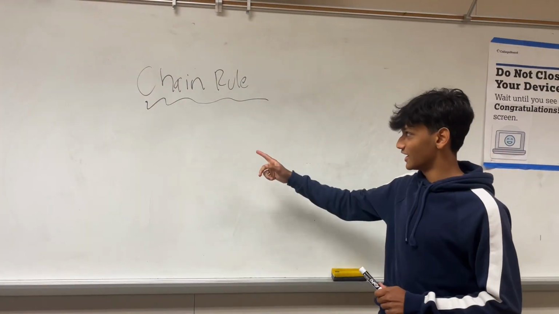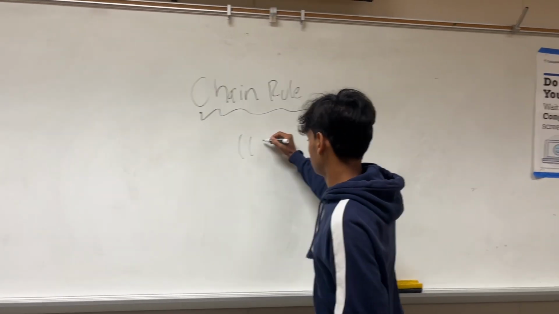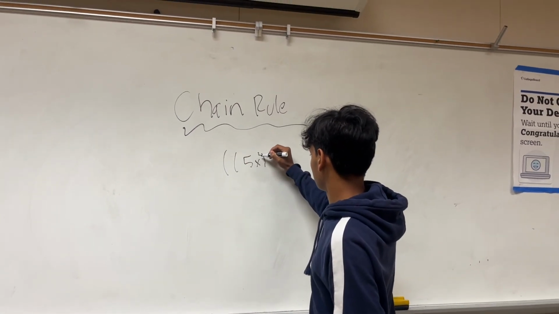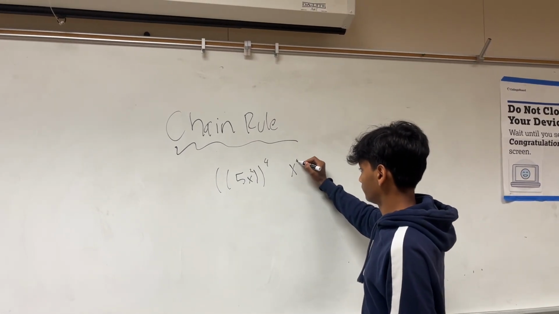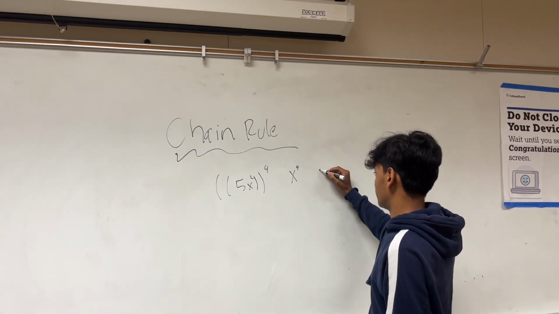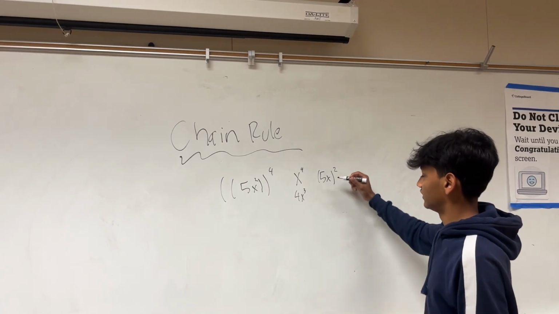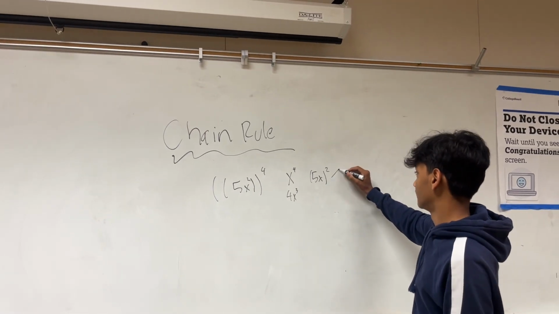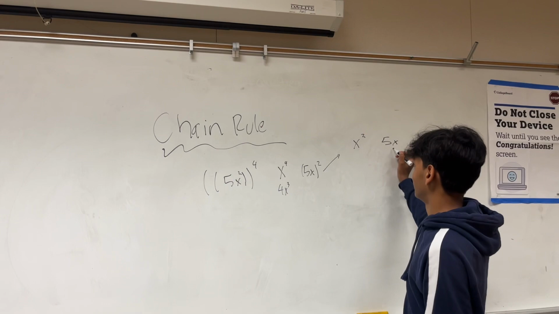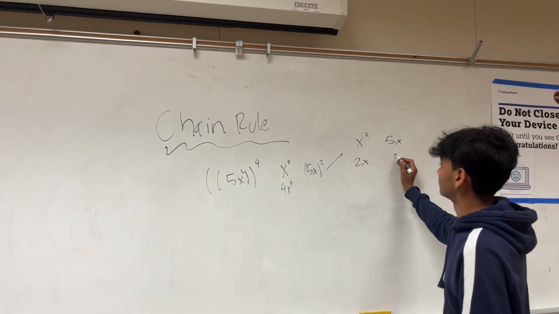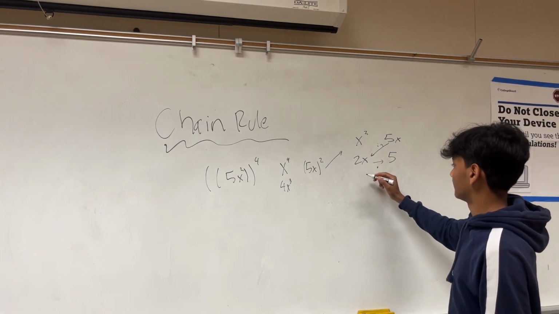So in some cases, you might have to do two chain rules in one problem. If the function is like this, you can do one chain rule, which is x to the 4 as the outside function, and 5x squared as the inside function. And you put the derivative here, but to do the derivative of this one, you need another chain rule. So you could take this over here, and the outside function is x squared, and the inside is 5x. The derivative of this is 2x, the derivative of 5x is 5. Go inside, multiply, that would be 50x.